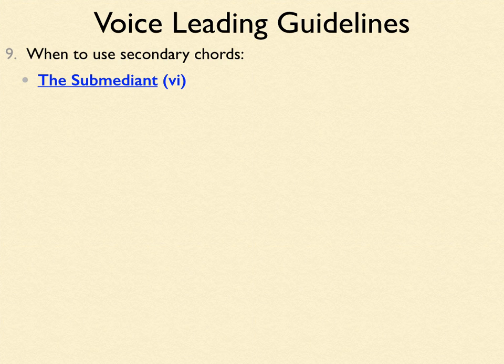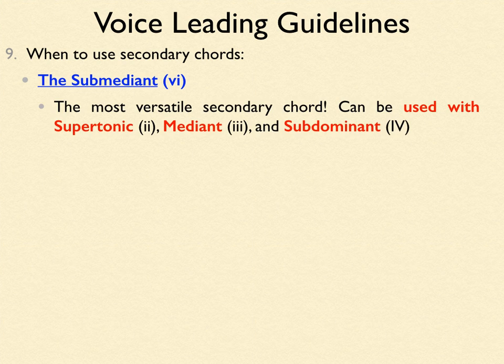The submediant chord is very popular throughout music. It can also be used in a cadence, like an interrupted cadence, for example, but it can also be used elsewhere in the music. So it's the most versatile secondary chord and can be used with the supertonic, the mediant, and the subdominant. Because of that versatility, because it can be used in so many different contexts, it's actually the most frequently used secondary chord.